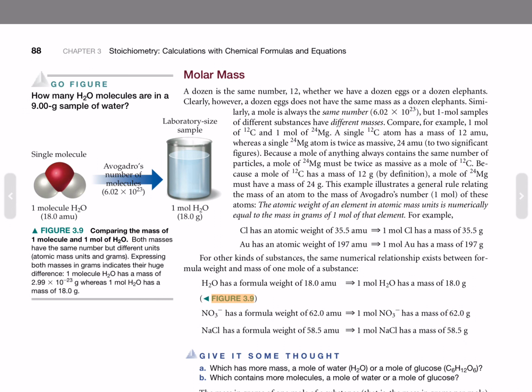Figure 3.9. Comparing the mass of 1 molecule and 1 mole of H2O. Both masses have the same number but different units, atomic mass units and grams. Expressing both masses in grams indicates their huge difference. One molecule of H2O has a mass of 2.99 times 10 to the negative 23 grams, whereas 1 mole of water has a mass of 18 grams.